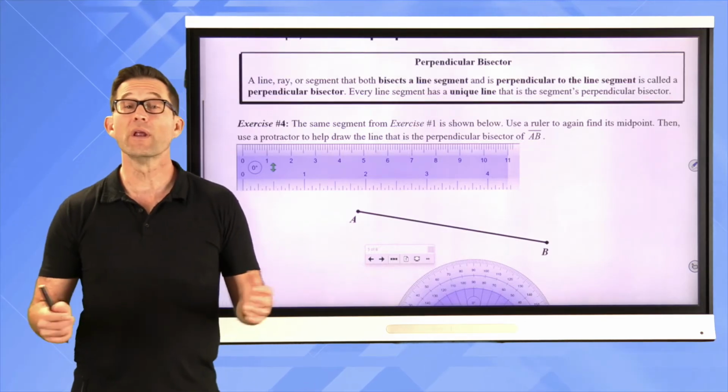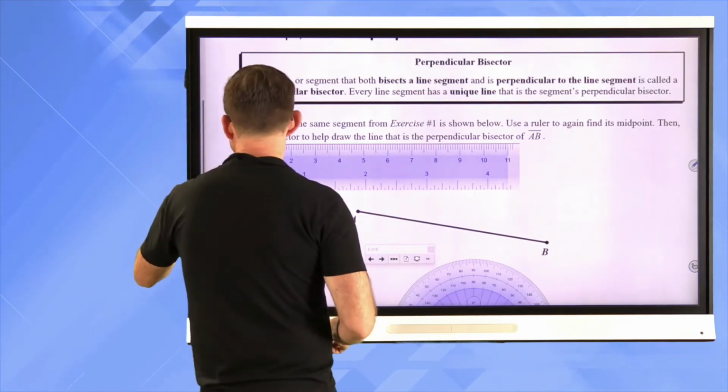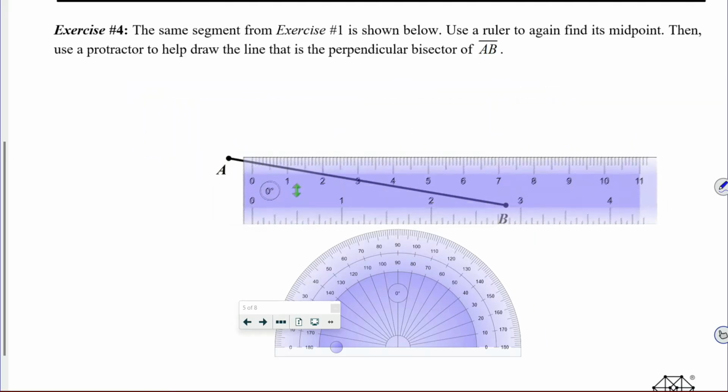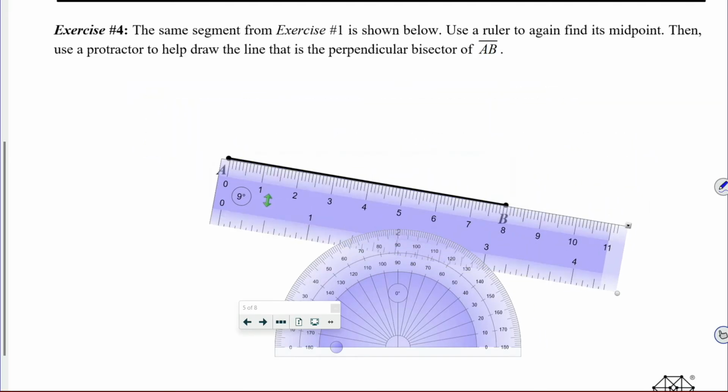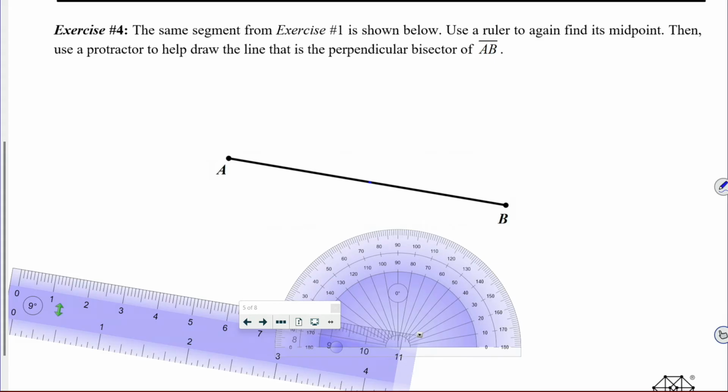All right, well, first things first, we know that it goes through the midpoint of AB, so let me find the midpoint of AB. Bring this down here, rotate, still 8 centimeters. Right here is my 4 centimeter mark. I can get rid of that. So right there is my midpoint. I think I'm going to label it M.